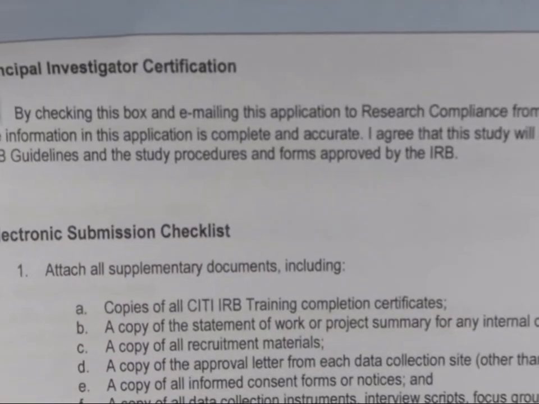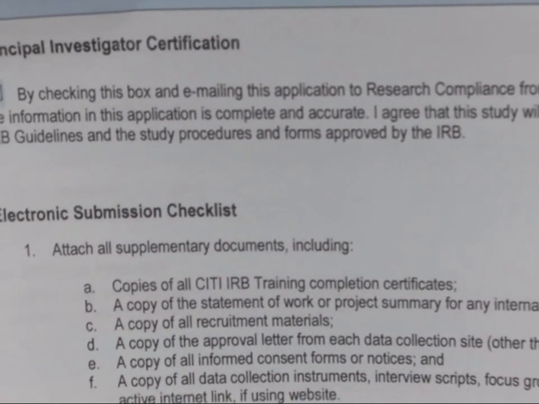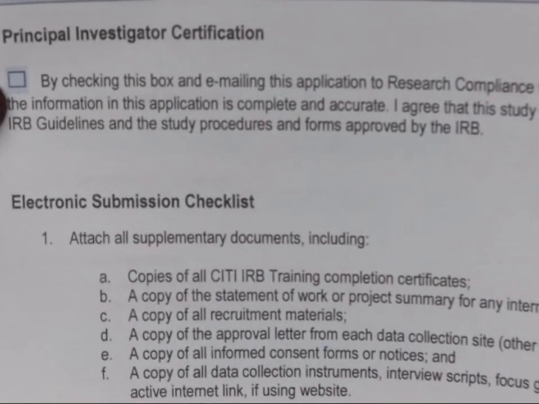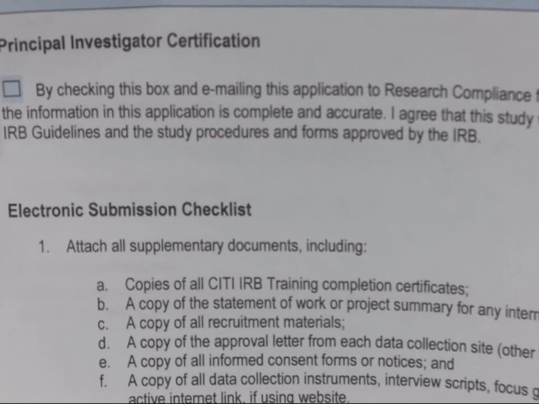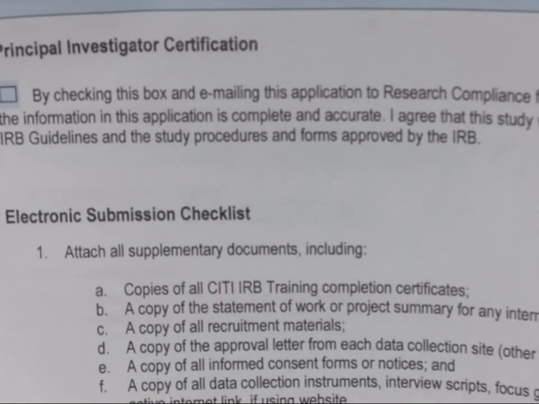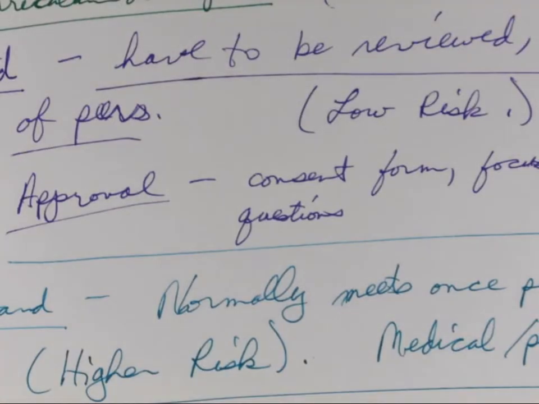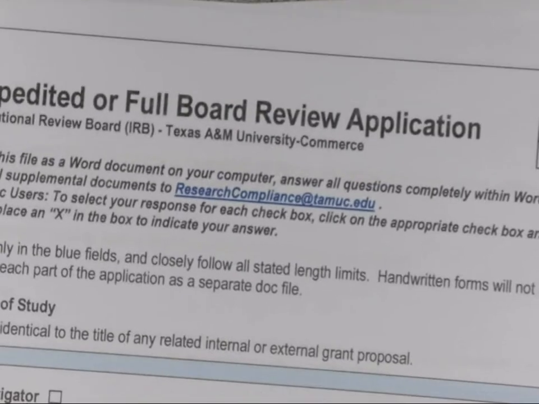Okay. And then this is just certification that you've done all the stuff that you should do by checking this box and emailing this application. I am certifying that the information in this application is complete and true. Okay, complete and accurate. All right, and then they give you a list of stuff to do. So that's just a fast run through of what that looks like. And it's not terrible. It really is not horrible.